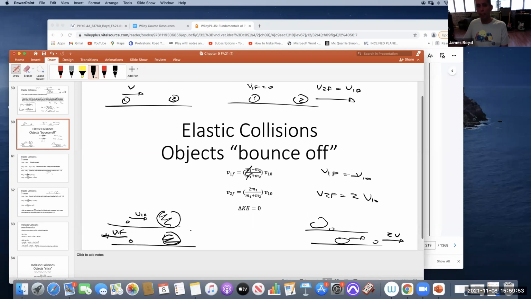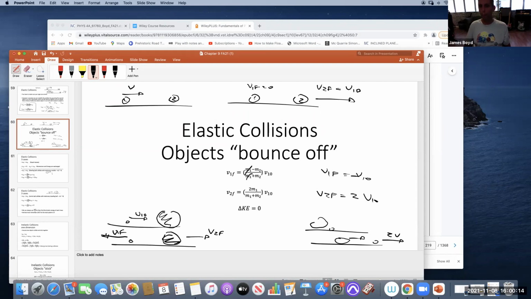Since M1 is very small, it does move some, but it's going to be very tiny, right? Since M1 is much, much smaller than M2. And if it's infinitesimally smaller than M2, essentially it's not going to move at all, right? So those are the 3 cases.